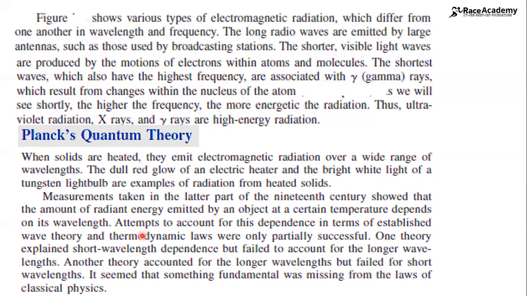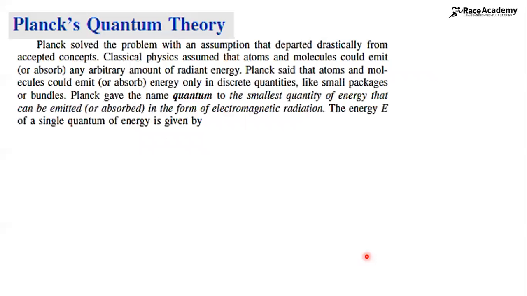So one theory explains the short wavelength dependence but fails to account for longer wavelengths, while another theory accounts for longer wavelengths but fails for shorter wavelengths. It seems that something fundamental was missing from the laws of classical physics, and that is solved by Planck's quantum theory.